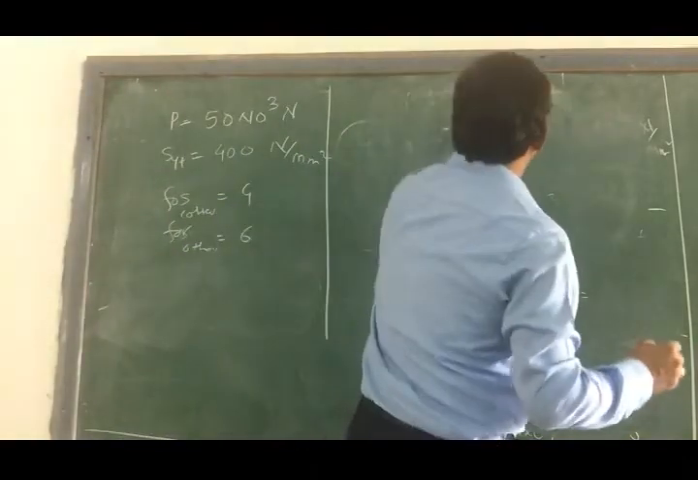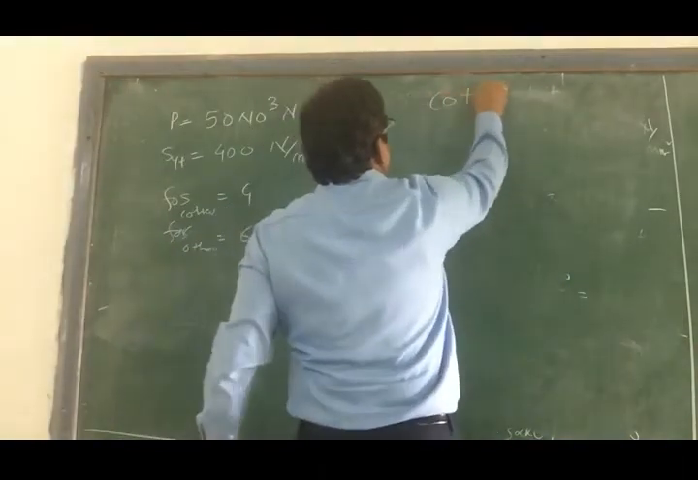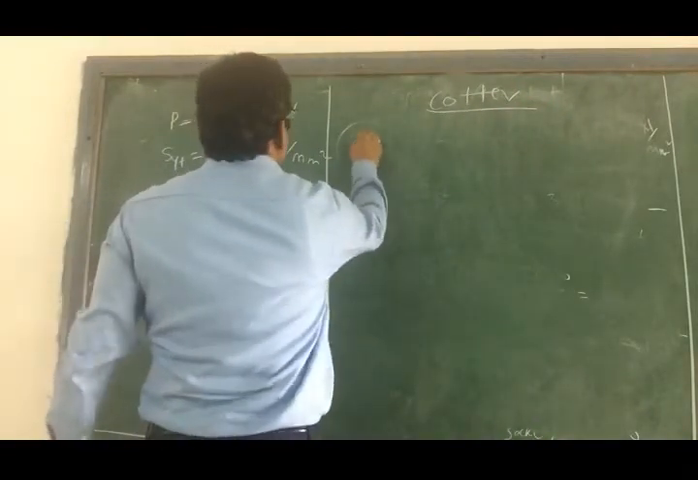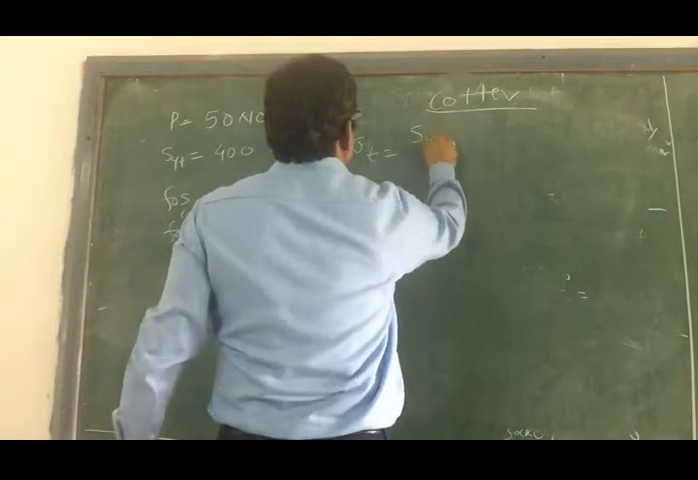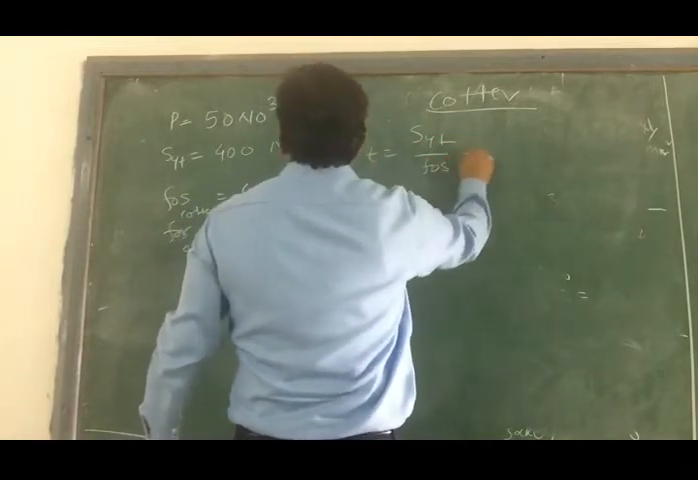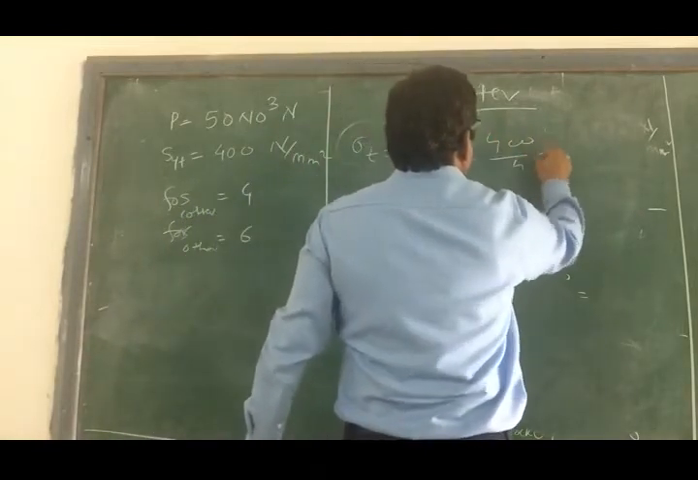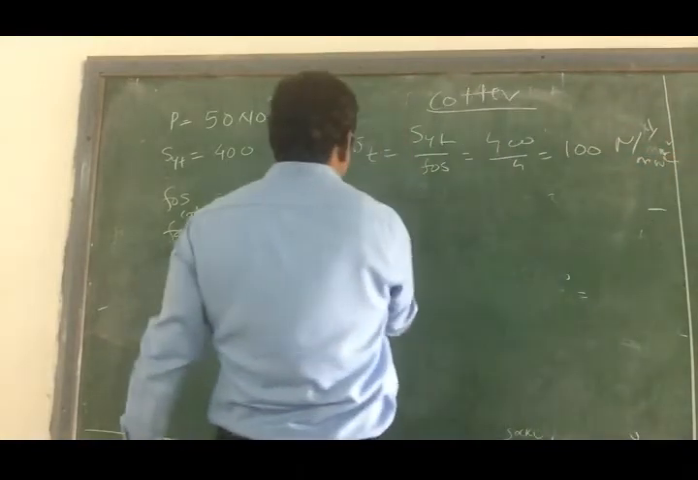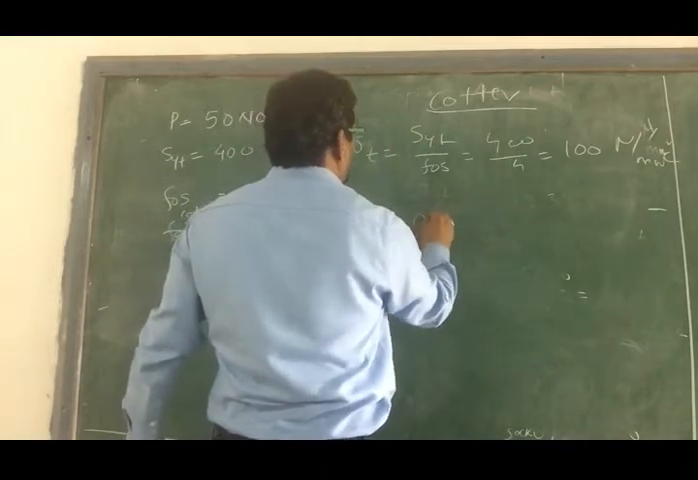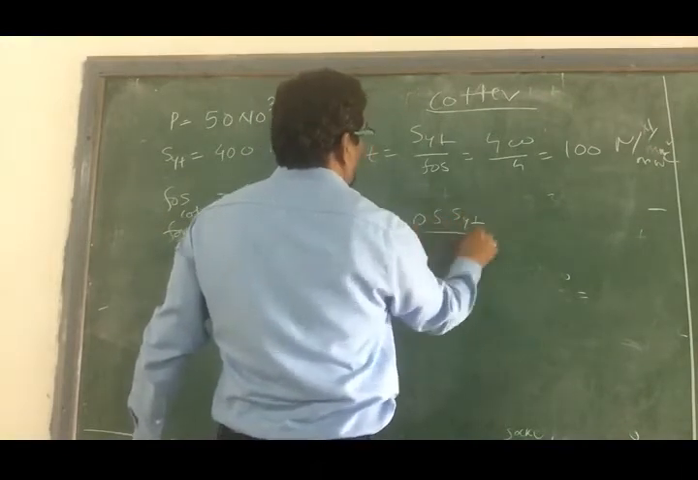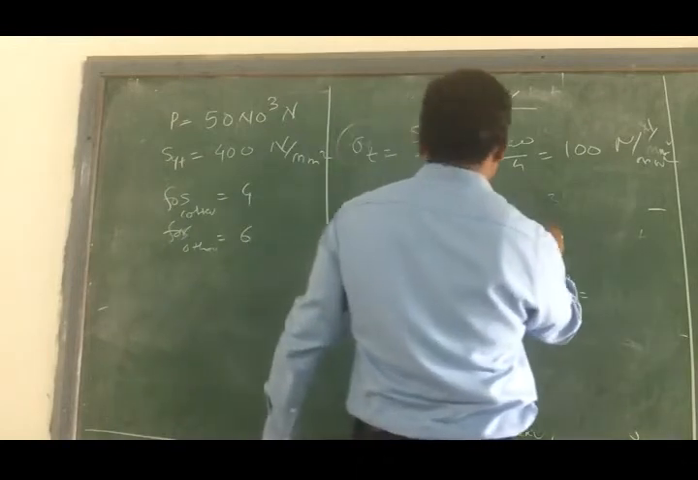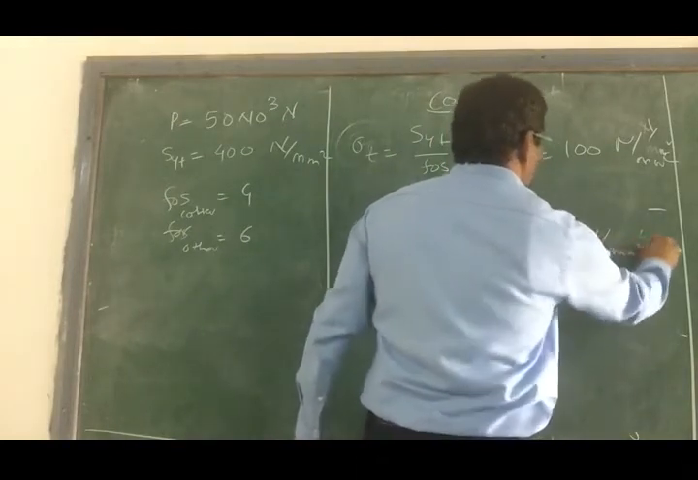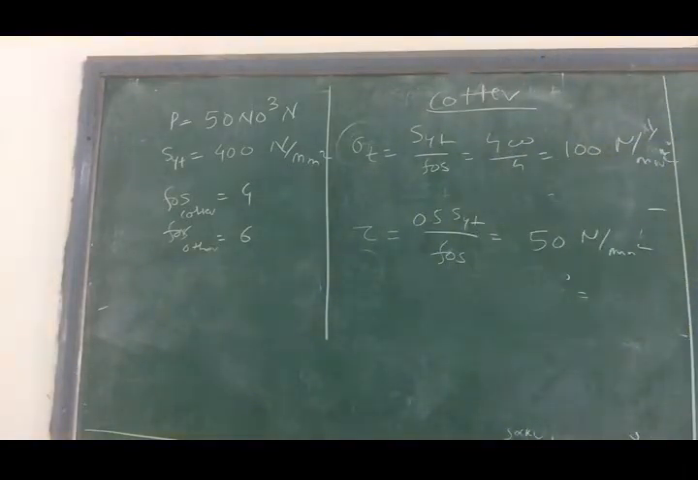Because the cotter has a different factor of safety, sigma T will be SYT upon factor of safety, which is basically 400 upon 4, equals 100 Newton per mm square. And tau in this case is 0.5 SYT upon factor of safety, so it becomes half of that, 50 Newton per mm square. Let me just verify the numbers so that I don't make any mistakes.